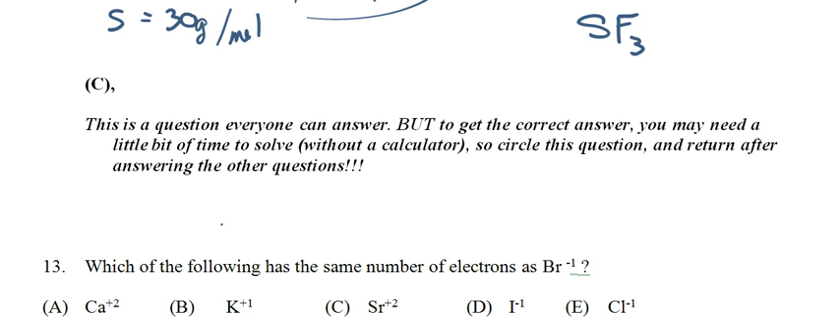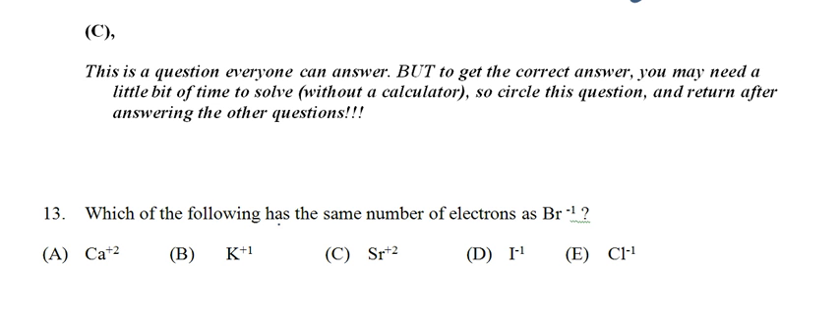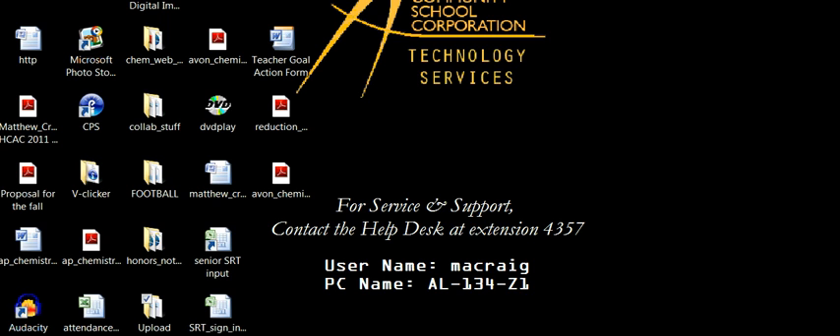Number 13. Which of the following has the same number of electrons as bromine -1? Boy, I really wish I wouldn't have erased that. Let's see if I can get it back. I don't think I can. Daggone it. Yep, I can't get it back.